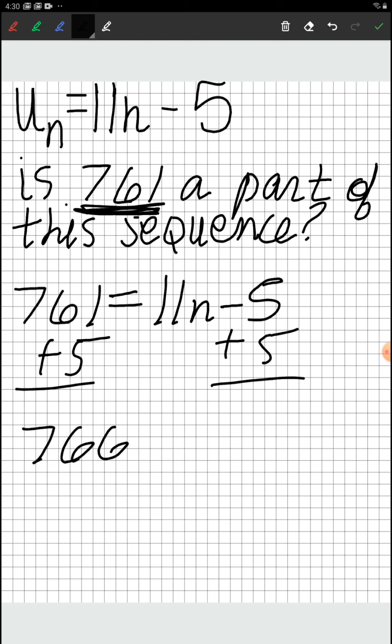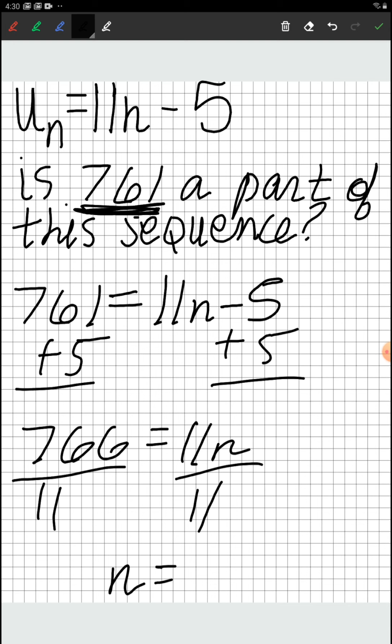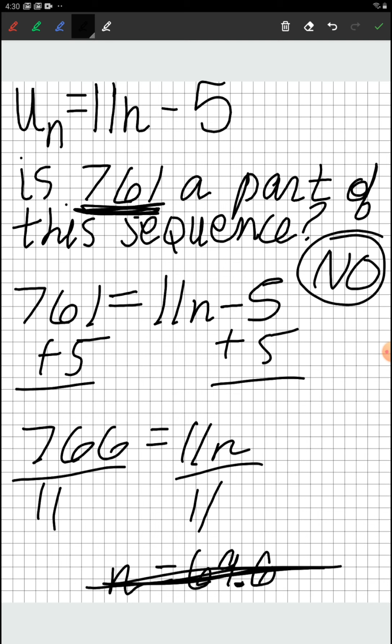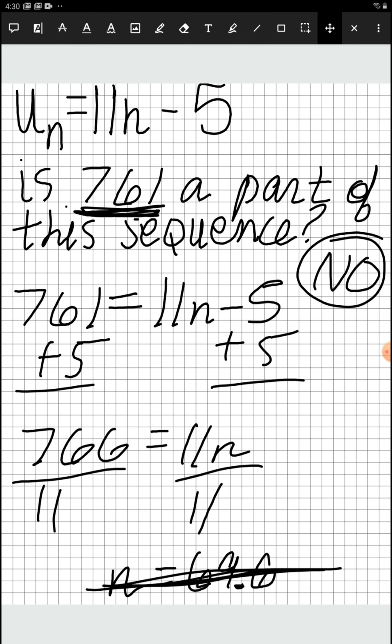So that's 766 equals 11n. Ooh, don't think so. So n equals... my calculator's dead. I have a backup calculator. 69.6363636, it just keeps going. Because it's a decimal, the answer is no. It is not a part of this sequence. Okay, so pause here. Make sure you have everything. We're going to do one more example, and then we're just going to close the video out.